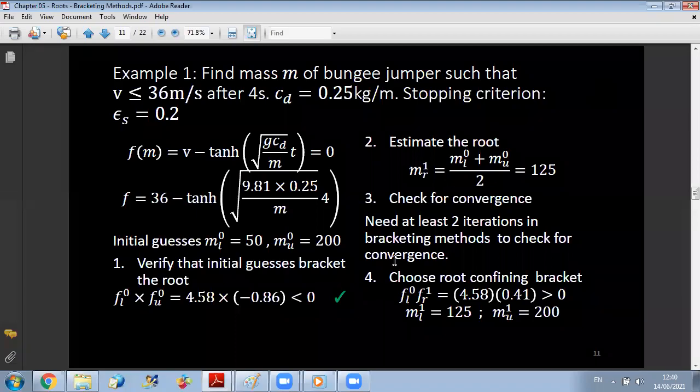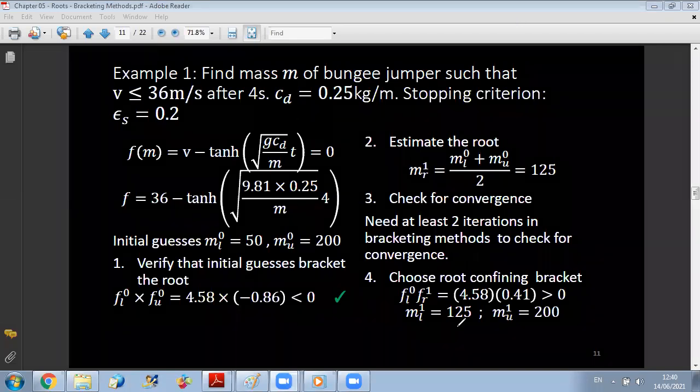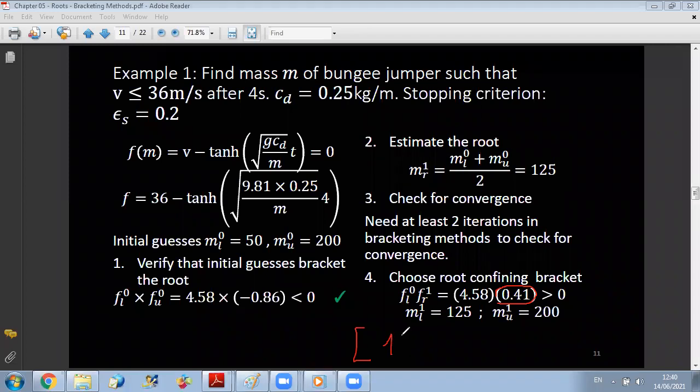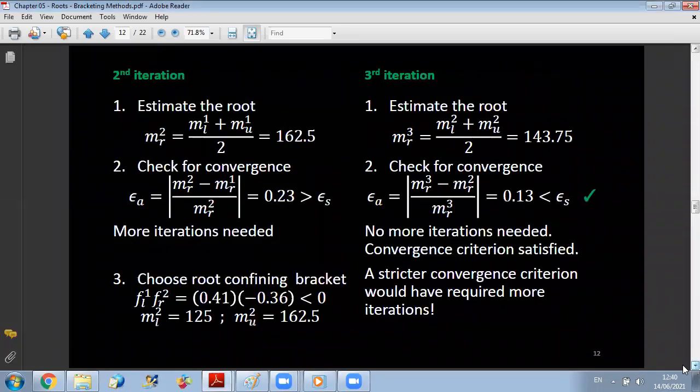Okay. So we were saying that because f of 125 is positive, while f at 200 is negative, then the new bracket will be 125 to 200. Okay, is it clear for the person who asked about it? It is clear. Yes, doctor, clear. Okay. And you will repeat this procedure until reaching a satisfying convergence criterion.